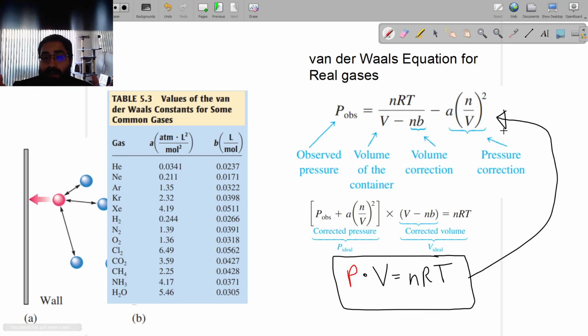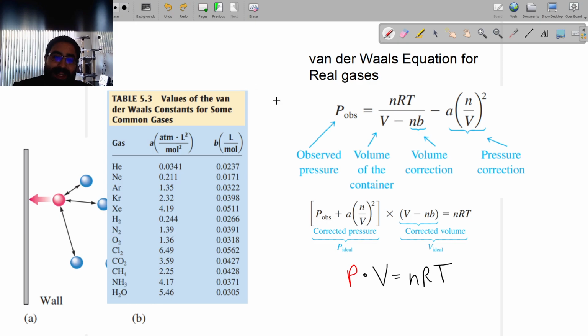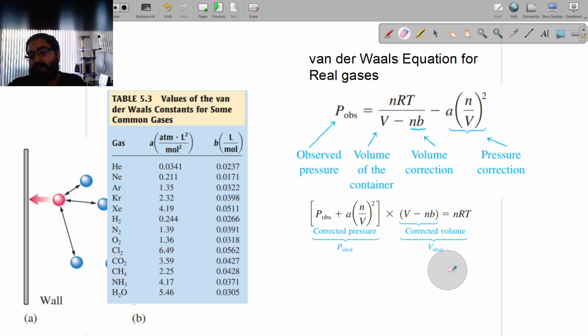And one, it's very complicated, but two, it's very, very useful because now it explains discrepancies. It explains why NH3, well, it shows that NH3 has a lot of attractions. So we're going to talk about why it has those attractions. Where do they come from? It's a very, very important topic, so keep that in mind. But this is the van der Waals equation.